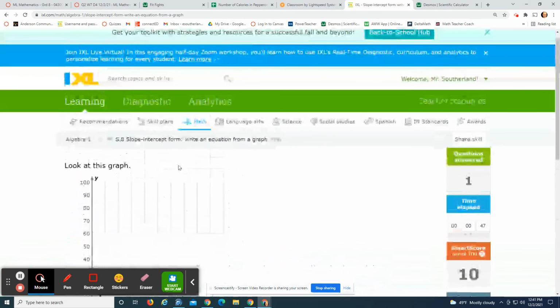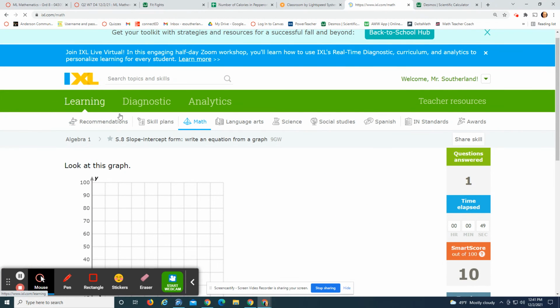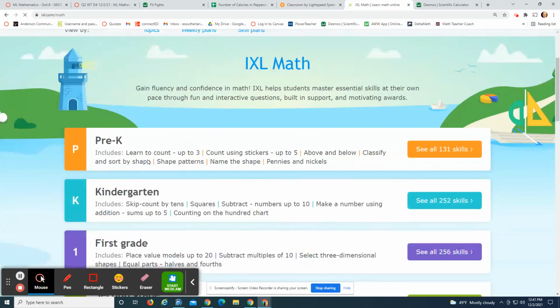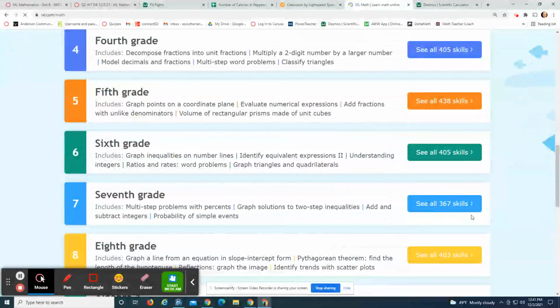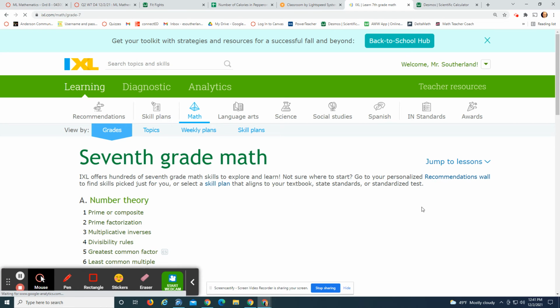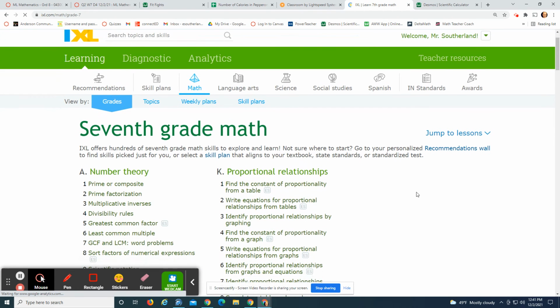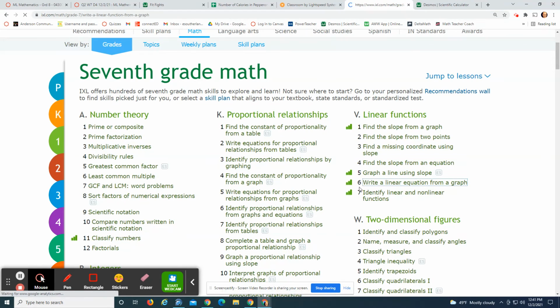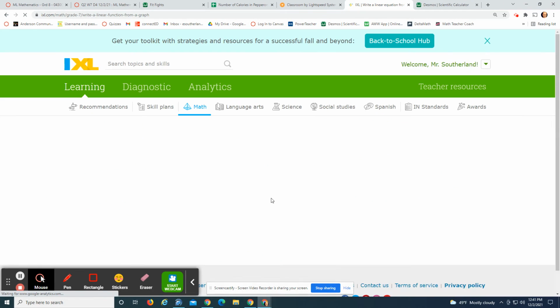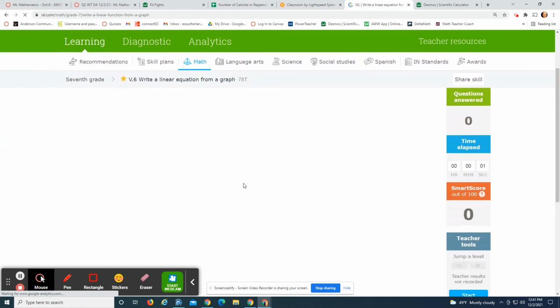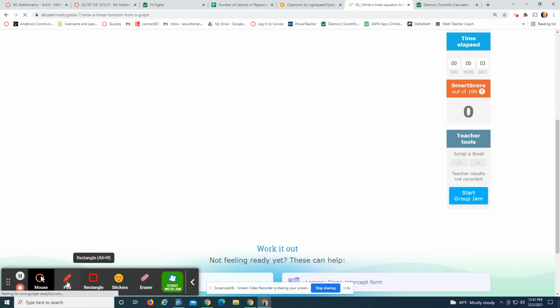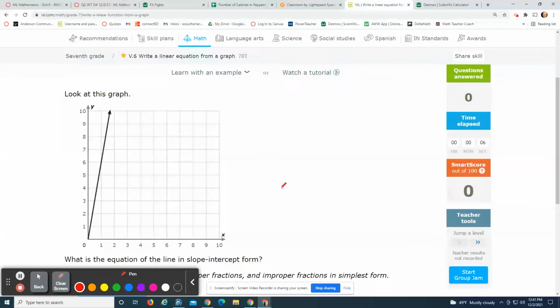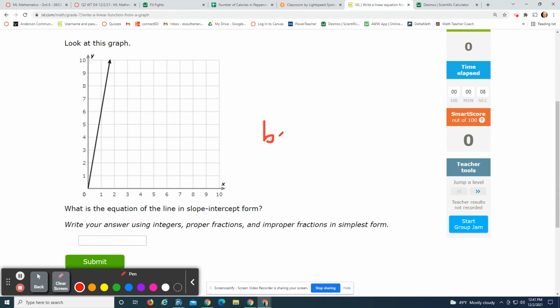When you finish that one, you're going to go to IXL 7th grade. And you're going to do V6. IXL 7th grade is write a linear equation from a graph, which is identical to what we just did on the previous one. You got to know what the b is, and you got to know what the slope is.